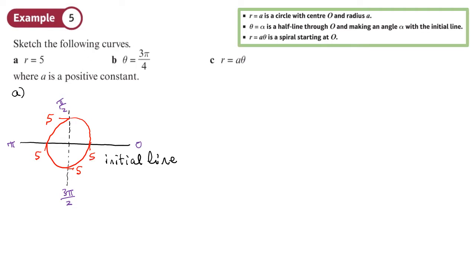Part B, this is going to be a half line with an angle of 3 pi over 4. So that is 135 degrees, so it looks like this. And that line goes on forever. And then this angle here, measured from that way, is 3 pi over 4.